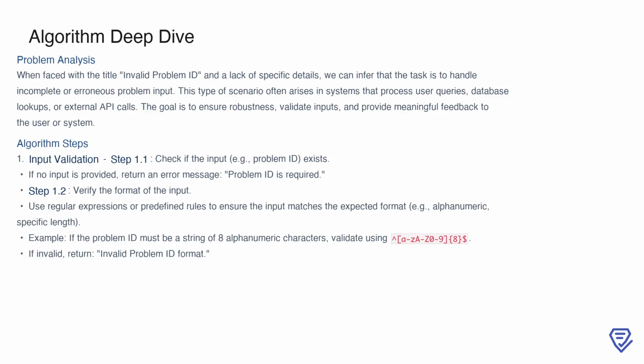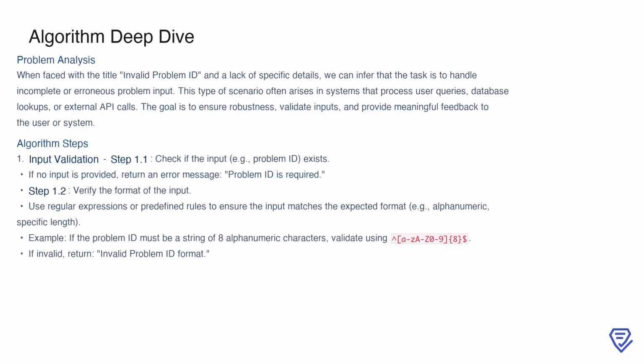To address this, the algorithm must focus on robustness by validating inputs effectively and ensuring the system can handle errors gracefully while delivering meaningful feedback. The first step is input validation. Here, we check whether any input has been provided at all. If it's missing, the system should return an error message like, "Problem ID is required."